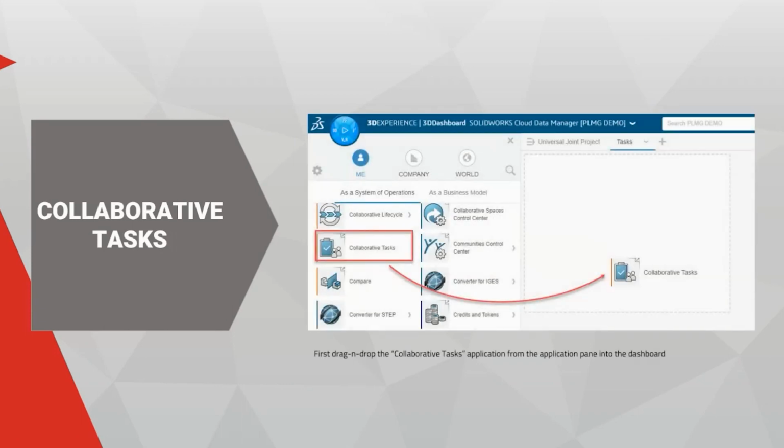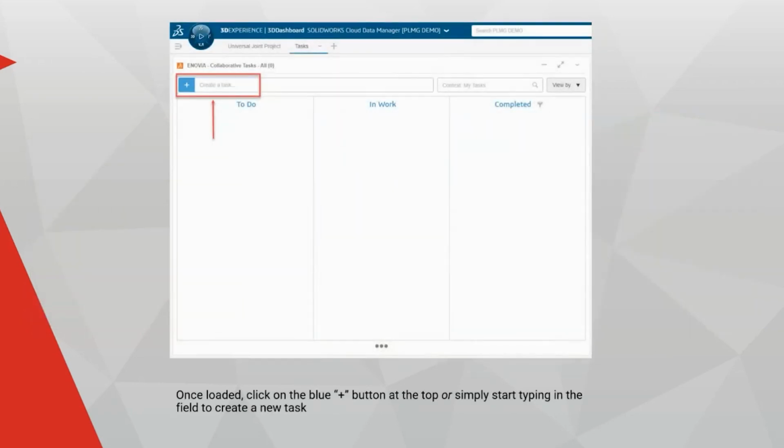The first thing you do is enter that same role that I spoke about, and then access the application for collaborative tasks. To do that, you just click and drag it into the window, right? You click and drag it, put it into your dashboard, just like that. Once it's done loading, you can click the plus icon on the left there, or you can simply start typing to create the task.